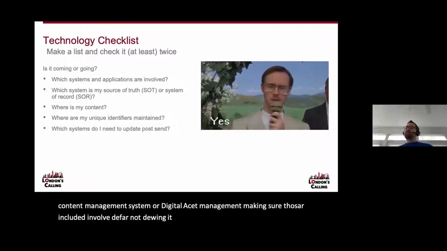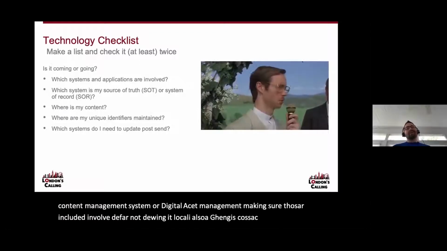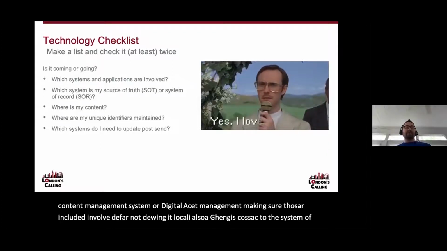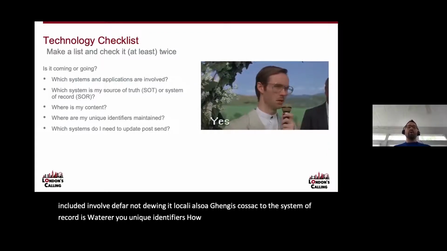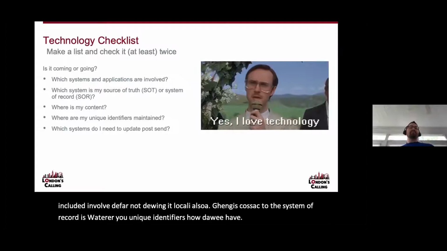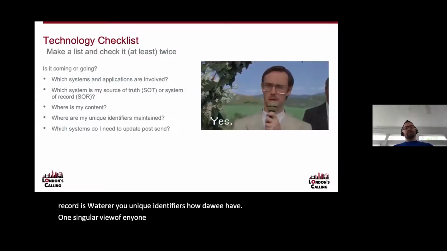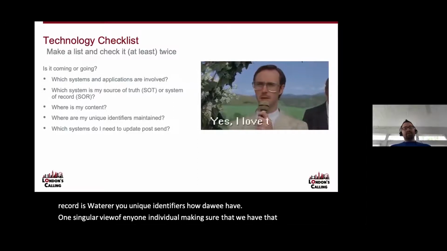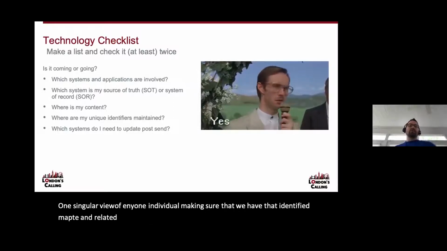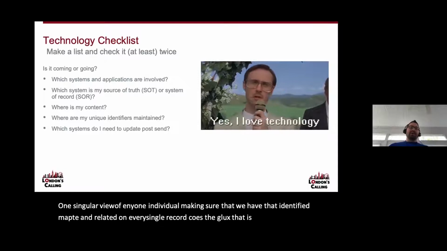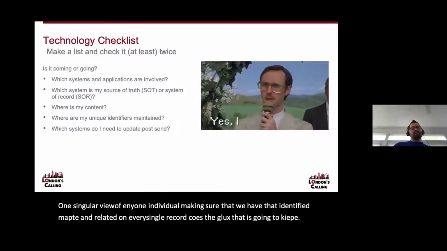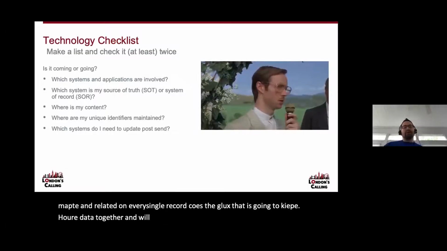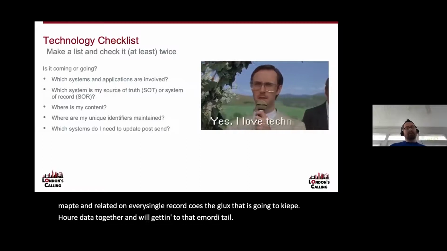Also, again, this kind of goes back to the system of record: what are our unique identifiers? How do we have one singular view of any one individual? Making sure that we have that identified, mapped, and related on every single record, because that's the glue that's going to keep our data together. And we'll get into that in more detail in an upcoming topic.